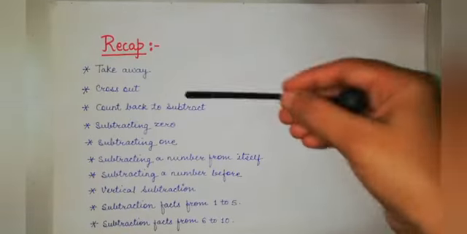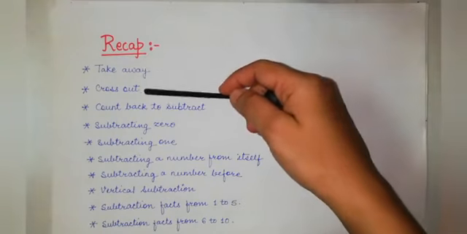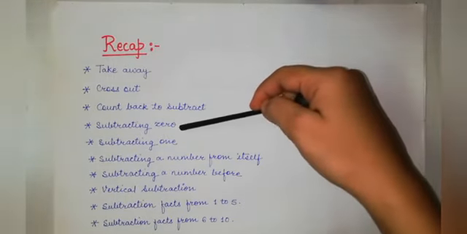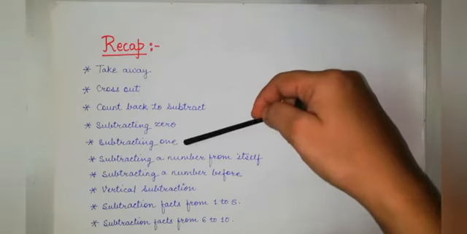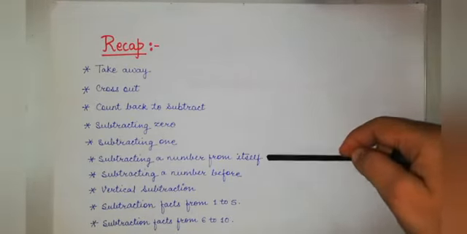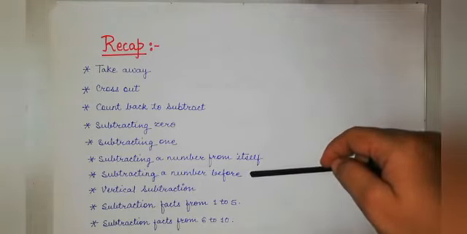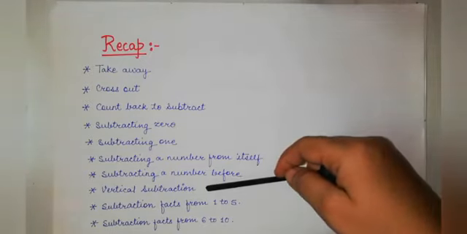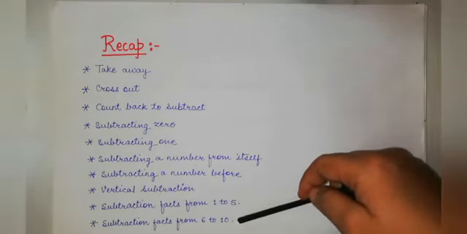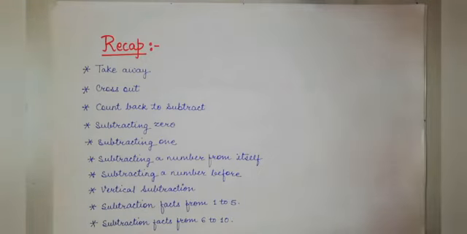They are take away, cross out, count back to subtract, subtracting 0, subtracting 1, subtracting a number from itself, subtracting a number before, vertical subtraction, subtraction facts from 1 to 5, and subtraction facts from 6 to 10. I hope students you are practicing these methods at home.